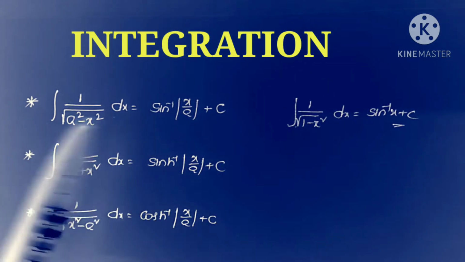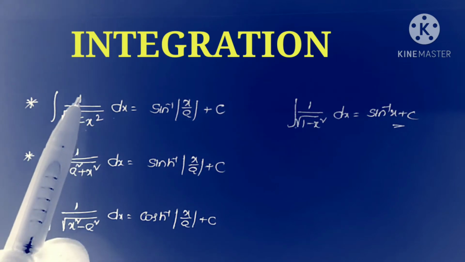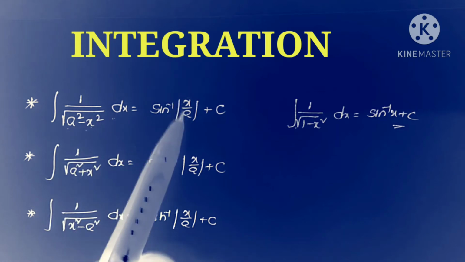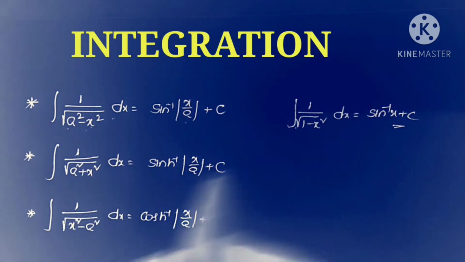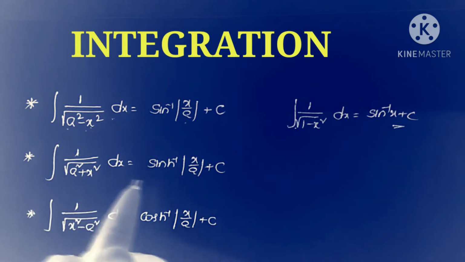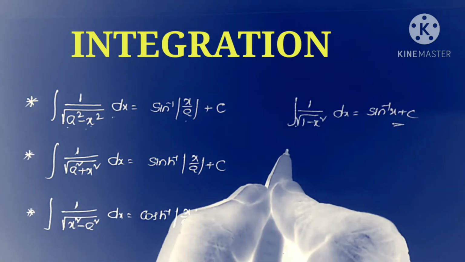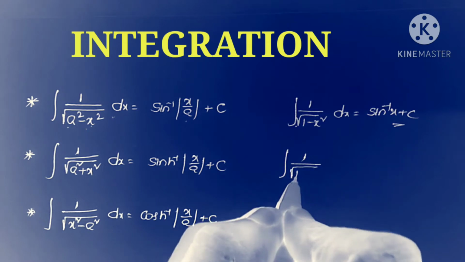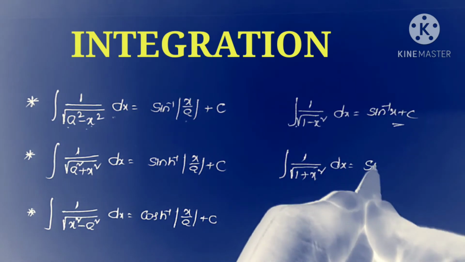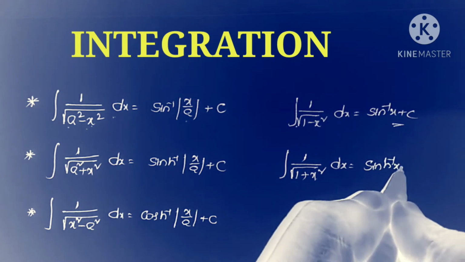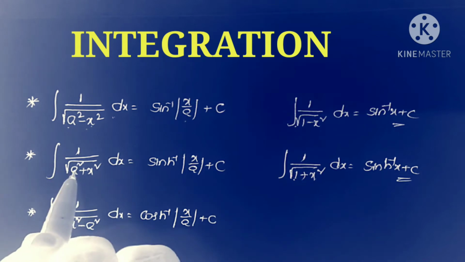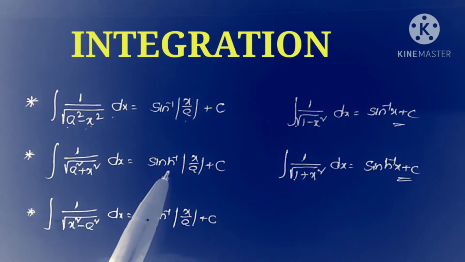What is the difference between these two? Here in place of 1 we have a square. So the answer for integral 1 by square root of a square minus x square dx is sine inverse x by a. And the next one, integral 1 by square root of a square plus x square dx is equal to sine h inverse x by a, which is the extension of the formula integral 1 by square root of 1 plus x square dx equals sine h inverse x plus c.